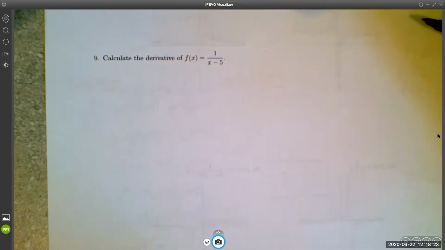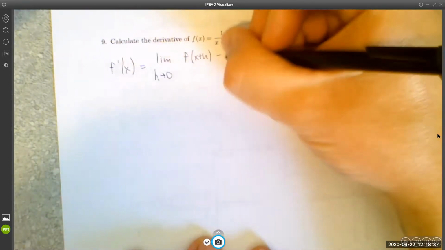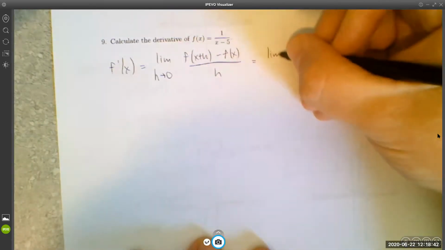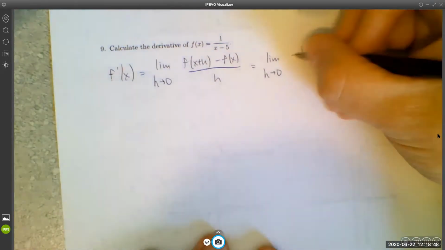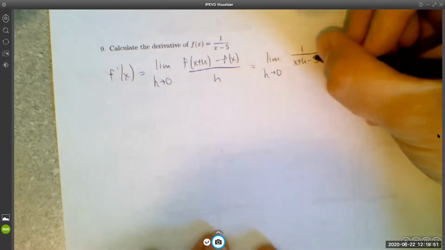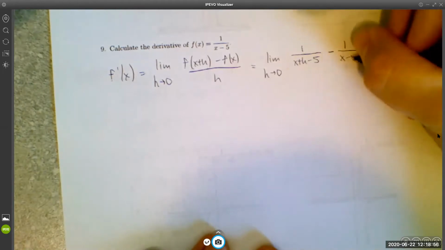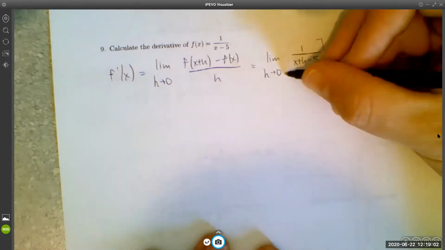Let's practice calculating a derivative of a rational function. Ooh, this will be a good one. So f prime of x is the limit as h approaches 0 of f of x plus h minus f of x over h. So that's the limit as h approaches 0 of 1 over x plus h minus 5. There's f of x plus h, minus 1 over x minus 5, right? There's f of x. And we need to divide by h.